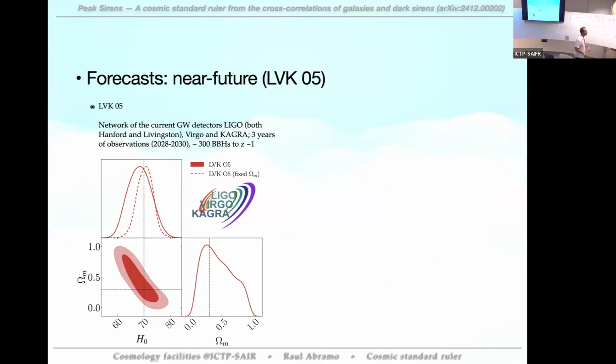Okay, so what are the forecasts? This is for LVK O5, so the run 5 of LVK, which is going to be happening in a few years from now. We are basically including the standard numbers here, which are about 300 to 350 events, up to redshift of about 1. These are the joint constraints between omega matter and H0. And here is just the constraint on H0 if you fix omega matter to the fiducial value. This is basically about a 5% error in H0 that you can get just from that test.